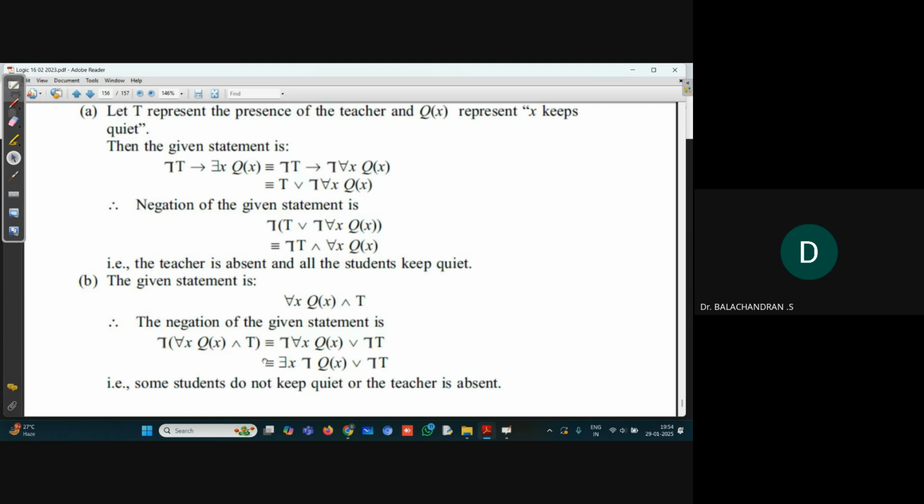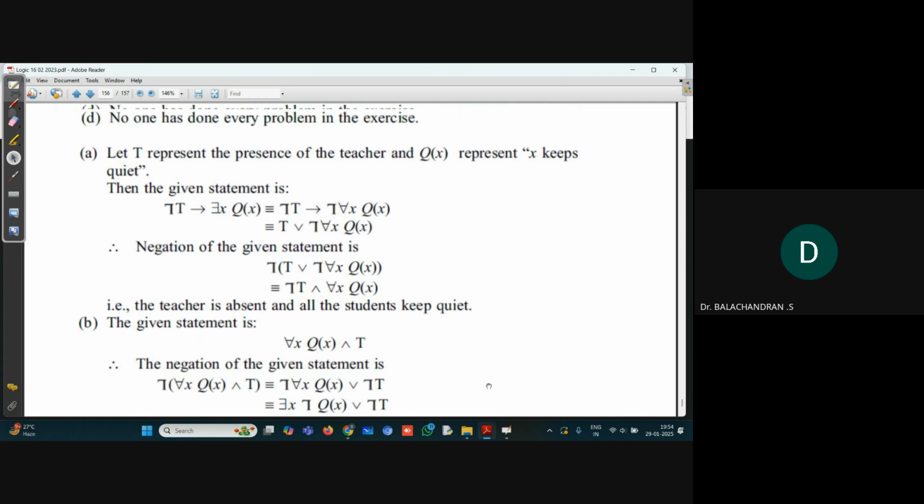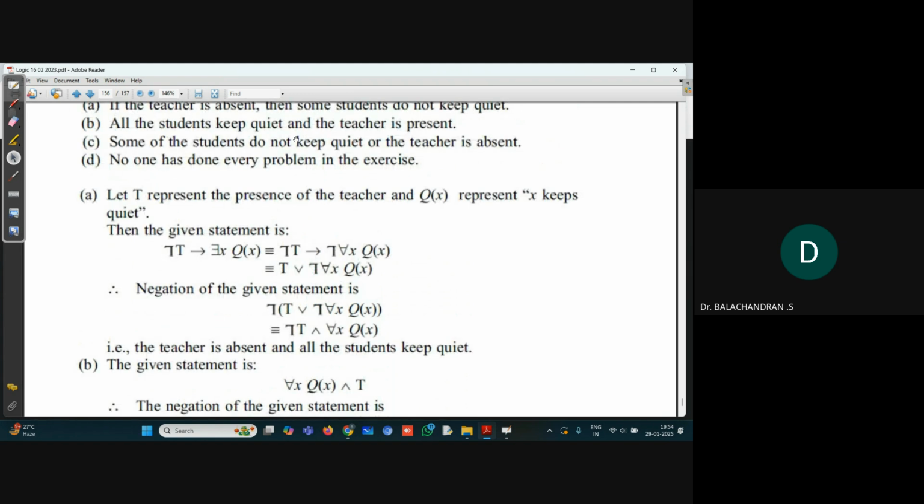So some students do not keep quiet because of negation Q. Negation Q means x does not keep quiet, Q of x. Here some students do not keep quiet because of negation Q. Or T means teacher is present. Negation T means teacher is absent. Now see, some students do not keep quiet, or the teacher is absent.